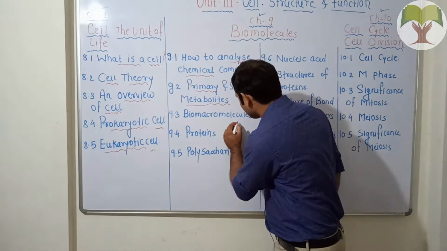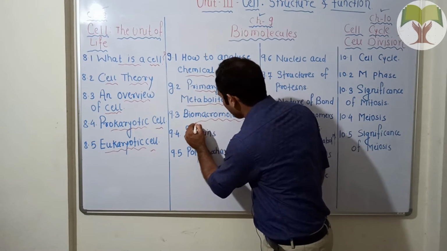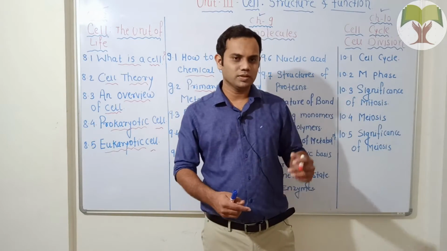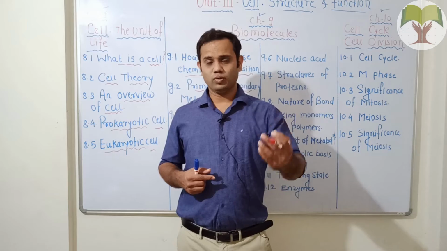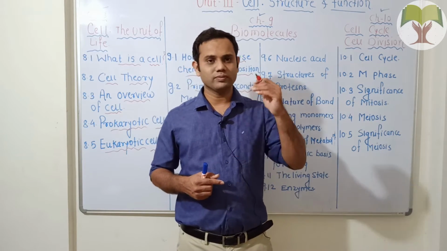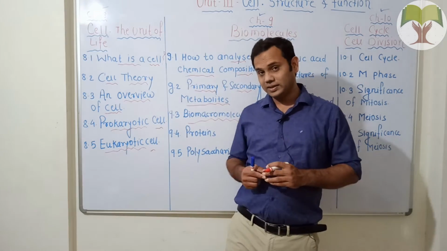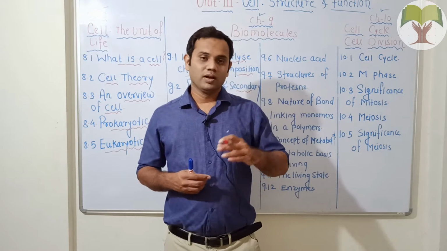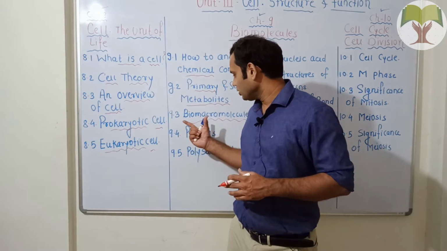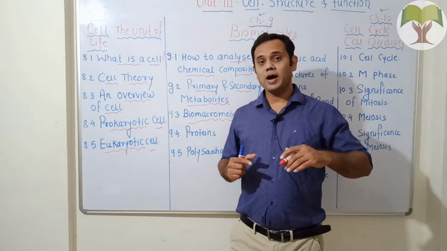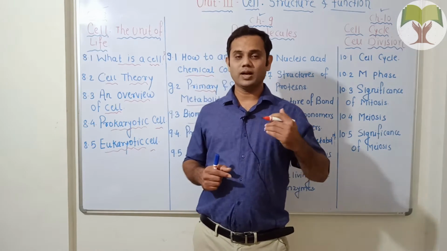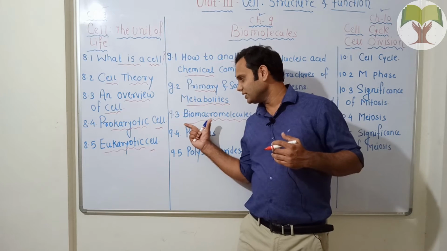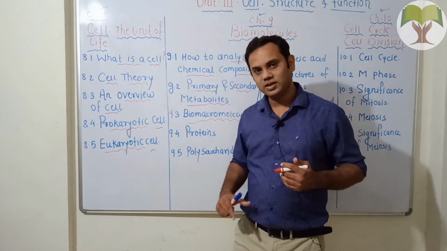Then the next topic is biomacromolecules. The molecules which have a greater molecular weight, more than 1000 Dalton, you know that molecular weight is measured in Dalton, are considered biomacromolecules. They are large sized molecules. Macro means large. So what types of biomacromolecules there are will be studied.